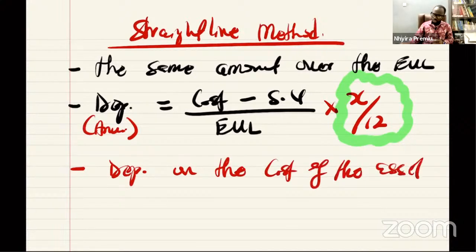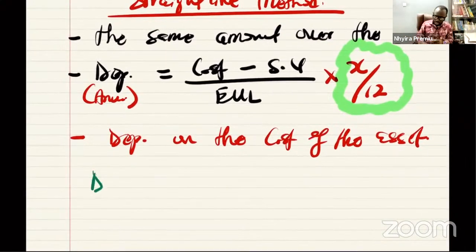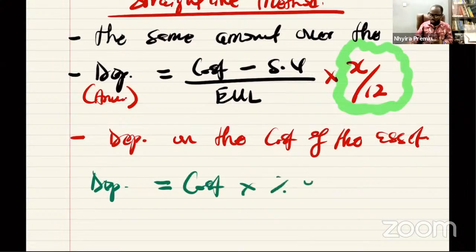We calculate depreciation on the cost of the asset. Why is that important? Because sometimes the examiner will not give you the economic useful life of the asset. Instead, he would just say 20% straight line. So in that case, the depreciation calculated will be equal to the cost of the asset times whatever percentage of depreciation is given in the question, and that gives you the annual depreciation.